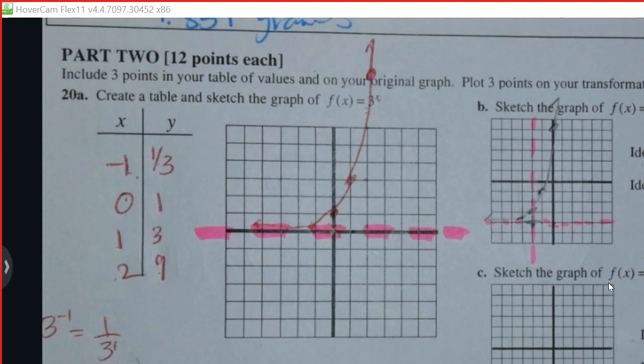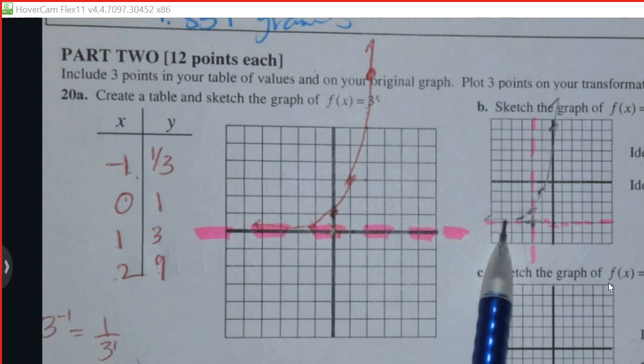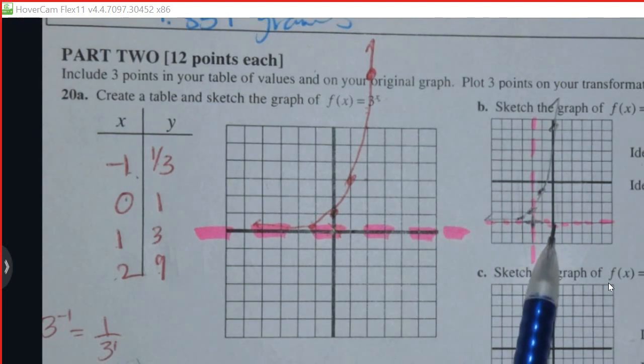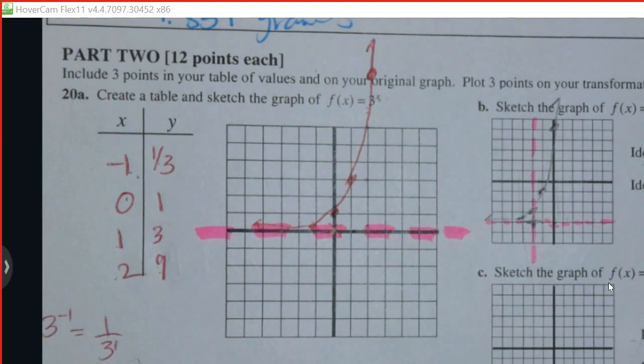Sometimes students need to be reminded, why is it y equals 4, not x? Think of it this way. This line cuts through the y-axis at 4. That's why it's y equals 4. Every point along this line would have a y value of 4.